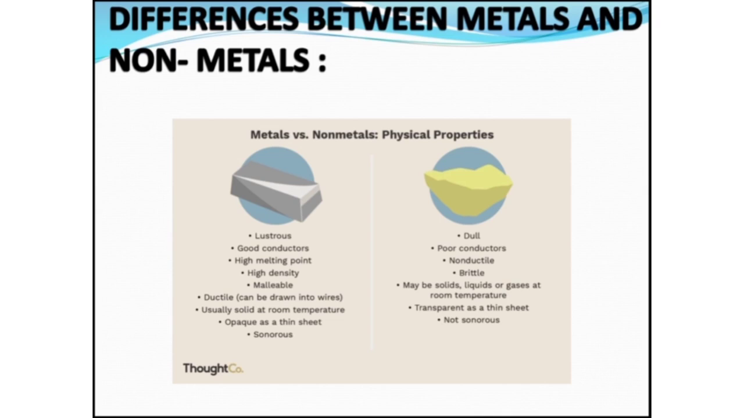Going forward to non-metals, they are dull. They don't have the property of being lustrous, and they are poor conductors. They do not conduct, so they are used as handles for cookers and pans. They are non-ductile and cannot be drawn into wires, and they are brittle. If we beat them with a hammer, they break into pieces. They may be solids, but mostly they are liquids and gases at room temperature. They are transparent as a thin sheet, and they don't produce any sound, so they are not sonorous.